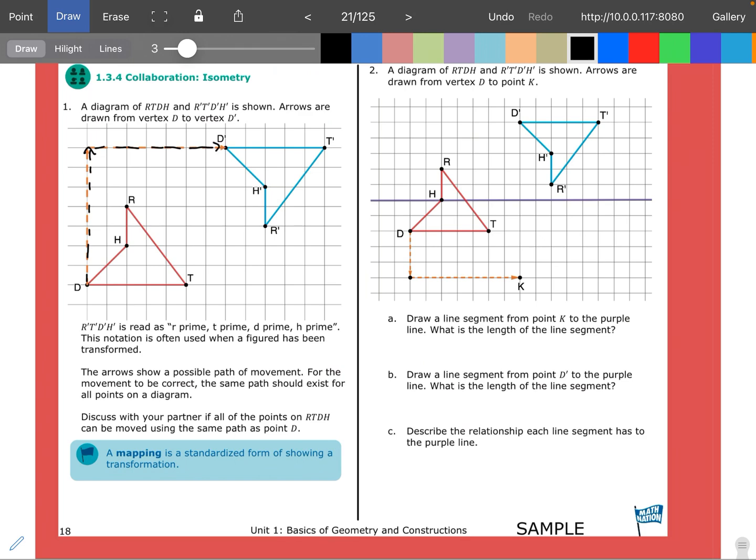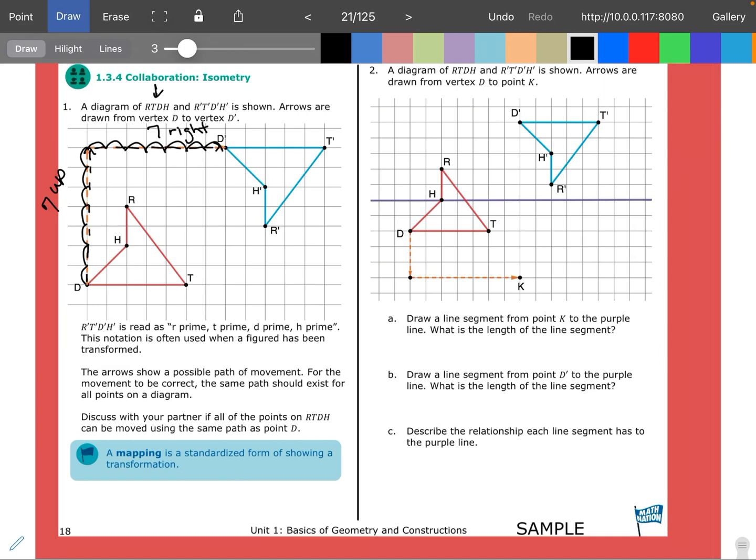If I move every point up and over to the right, will it map on top of D prime, T prime, or I'm sorry, D prime, H prime, R prime, T prime? I might have said it out of order. Let me look at it right here. Okay, R prime, T prime, D prime, H prime. Sorry about that. Okay, so let's see how many units it went up. 1, 2, 3, 4, 5, 6, 7. So 7 units up. And 1, 2, 3, 4, 5, 6, 7 units to the right.